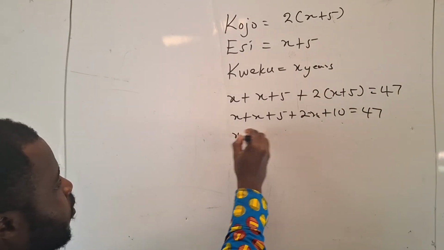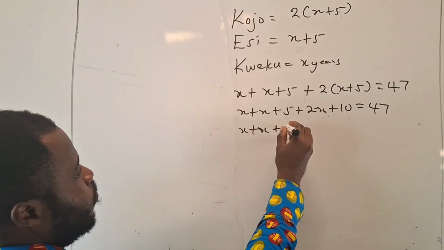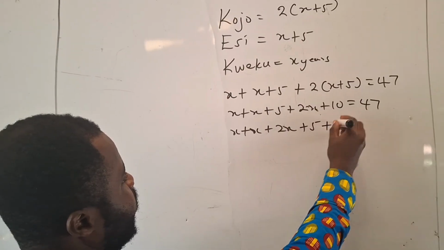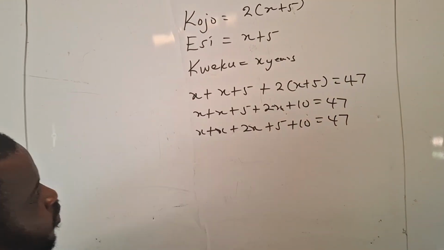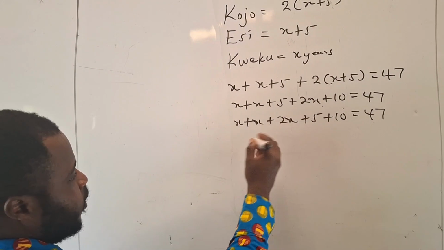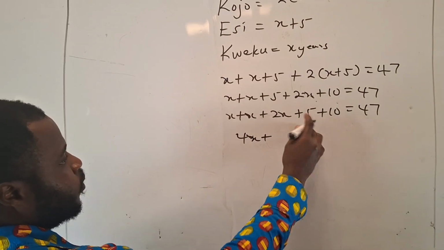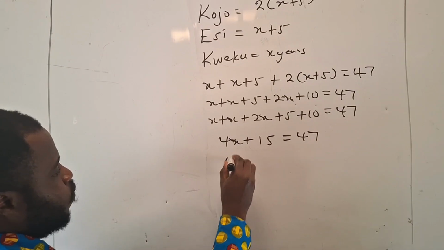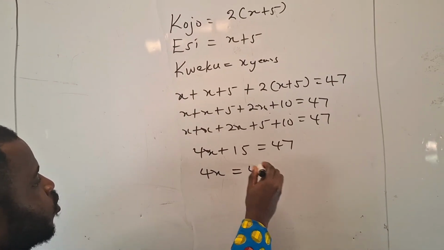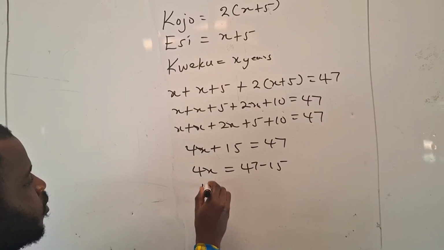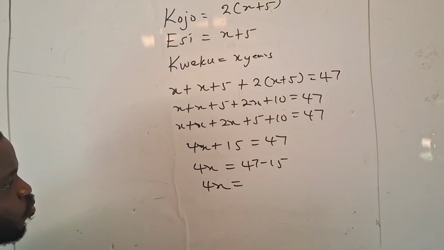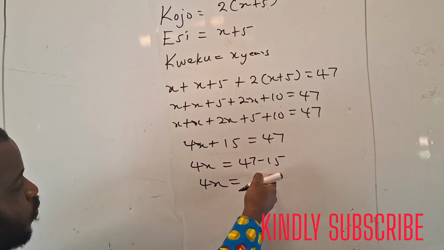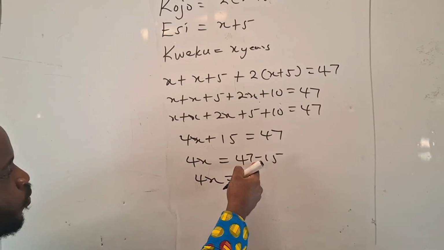Let's group like terms here. x plus x plus 2x plus 5 plus 10 equals 47. x plus x, 2x plus another 2x will give us 4x. Plus this one giving us 15, equals 47. So we have 4x equal to 47 minus 15. So 4x is equal to 47 minus 15. This from this will be 2, this from this will be 3.